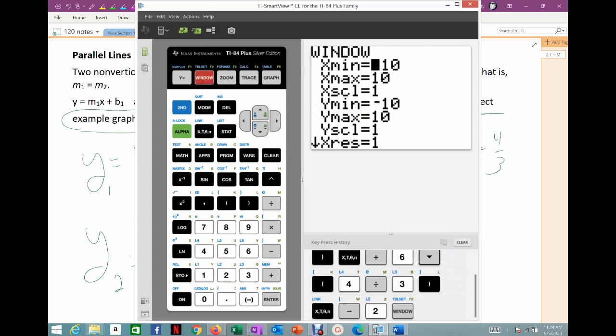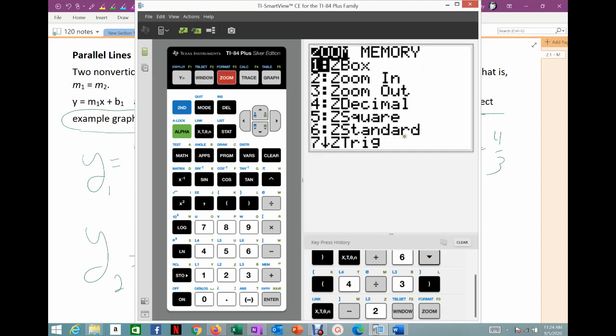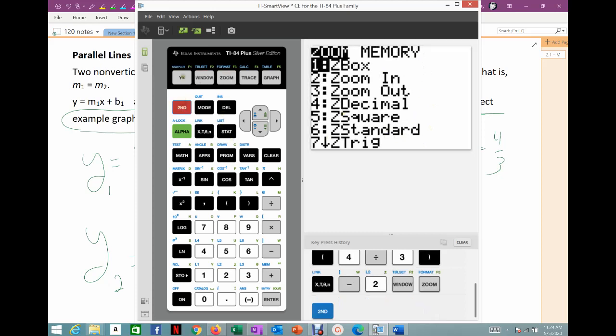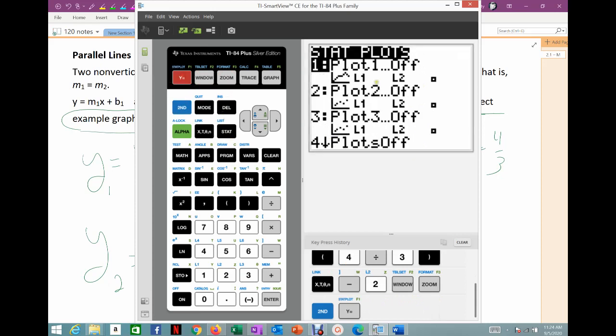I'm going to go to my window to look and see what it was. Alright, it's a standard window. If yours is not a standard window, go to zoom and hit standard. And then the other thing I'm going to check is make sure my scatter plot is off. It is, so I don't have to worry about that. You want to make sure that's off, otherwise it could mess with your window and mess with your picture. Sometimes it gives you an error saying you can't graph because the scatter plot's on. So I always double check that since we will do some scatter plotting in chapter 2. So double check and make sure that's turned off, and so I'm good.